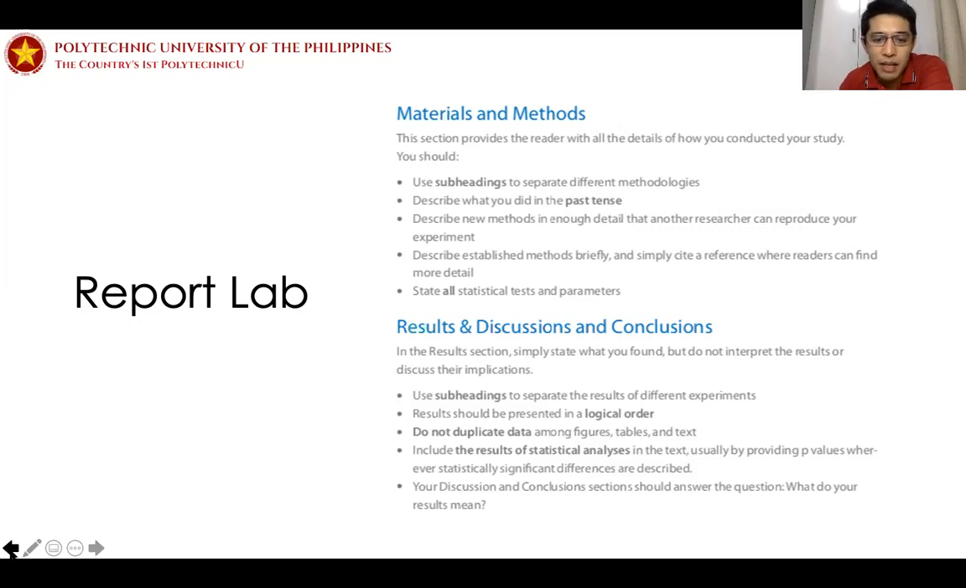Last item is results and discussions and conclusions. In this particular heading, these are also the items that we need to answer. No? We need to answer. And if necessary, we need to use subheadings also to make sure that the idea is organized and that the idea is presented in a manner that can be understood easily by the readers.